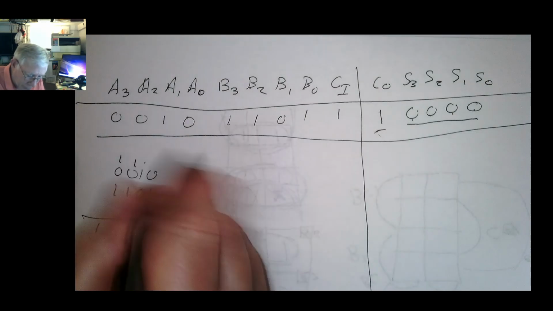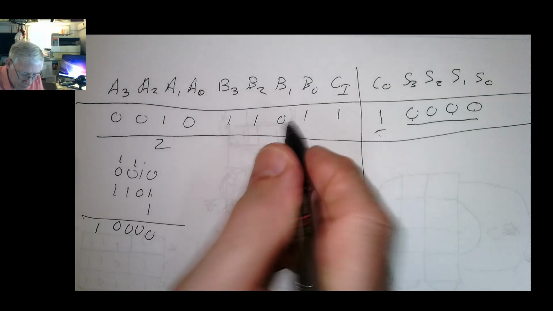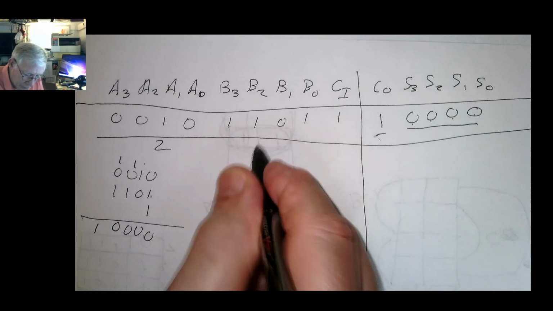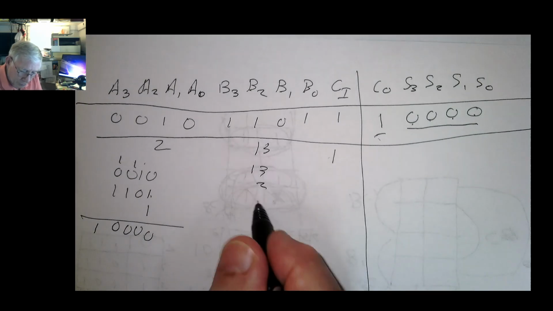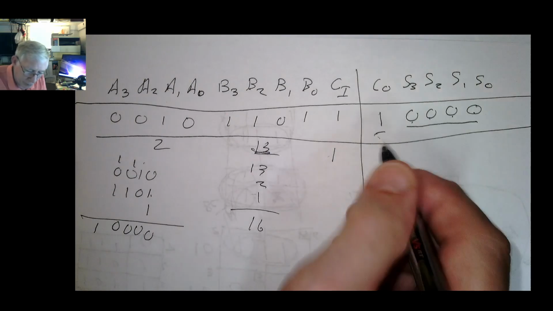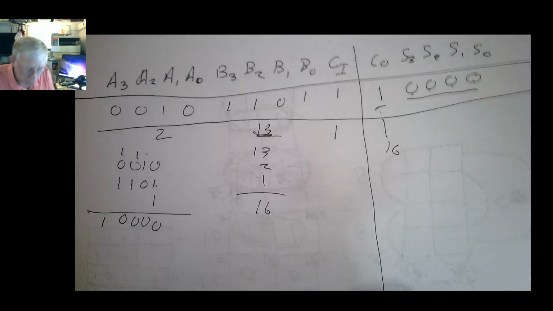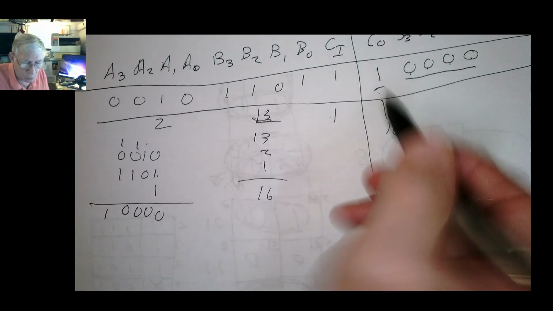Let's see if that's right. So this is 2, and this is D. So that's 13, I think. Yeah, 13, and plus 1. So if we had 13 plus 2 plus 1, that would be 16, and that's exactly what that is, 16. All right, so that's how this works, and we can do any row that we put in here by just doing this math and figuring out what we should have here.